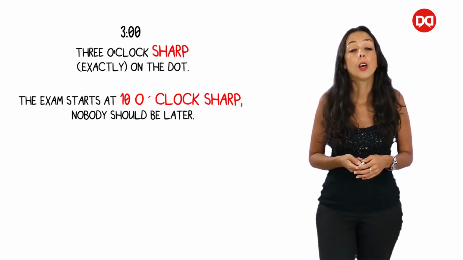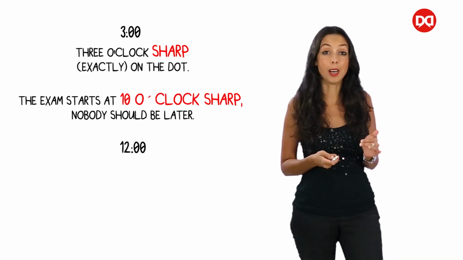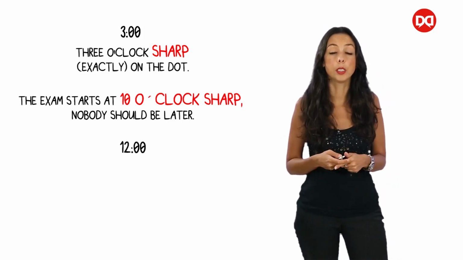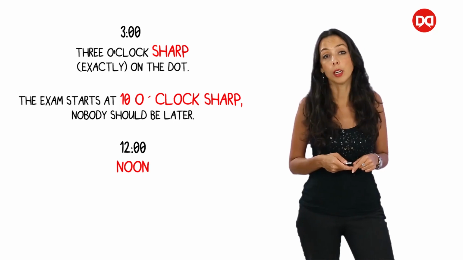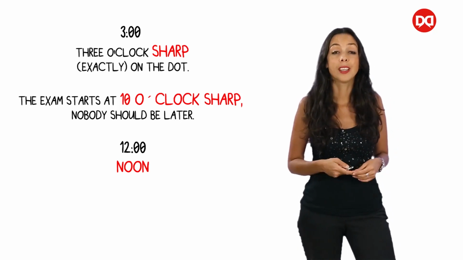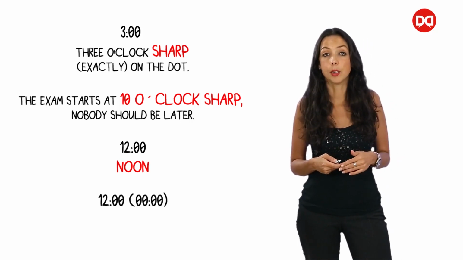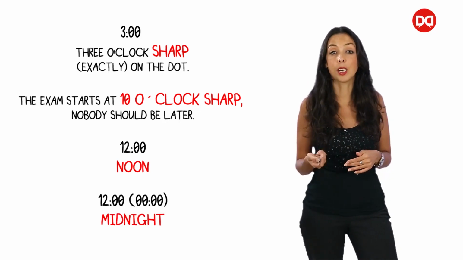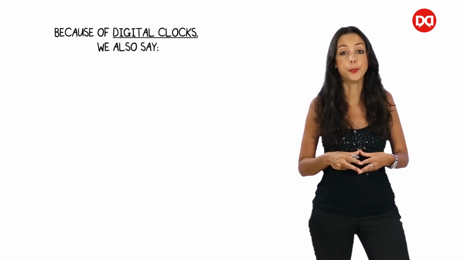Also, when you have 12 o'clock in the afternoon, you can say noon. Okay, 12 o'clock, it's noon. If it's 12 o'clock at night, we can say midnight. 12 o'clock, it's midnight.